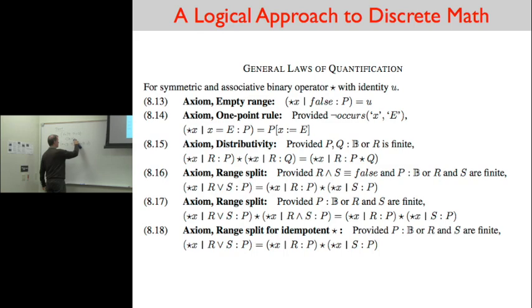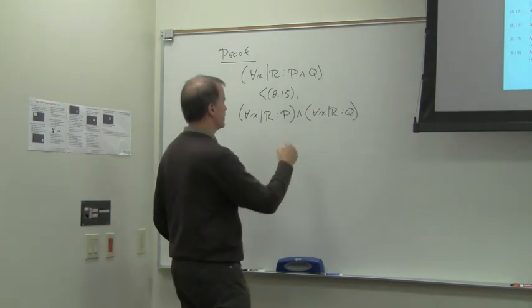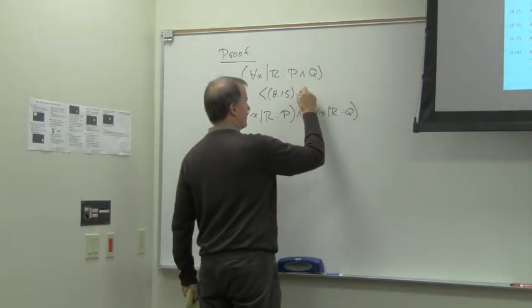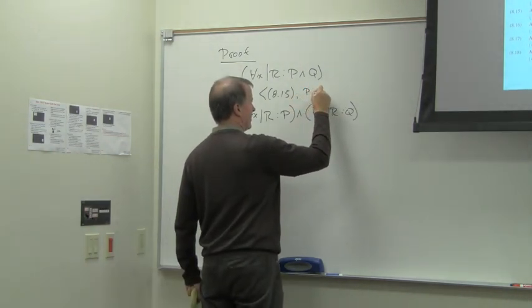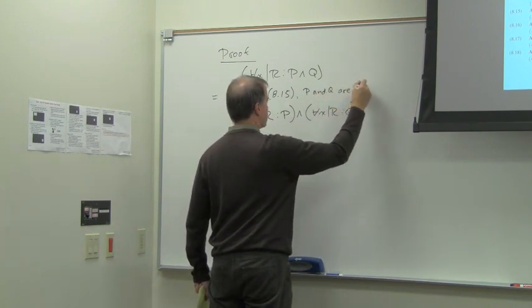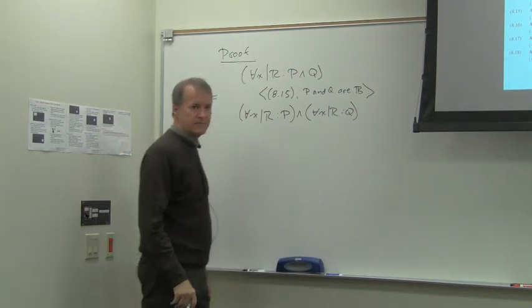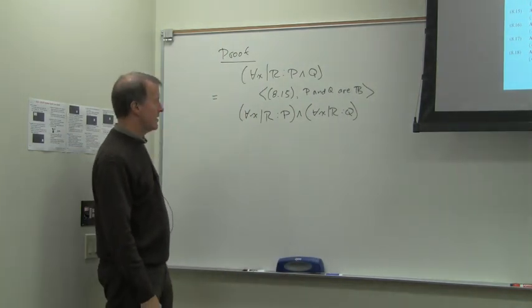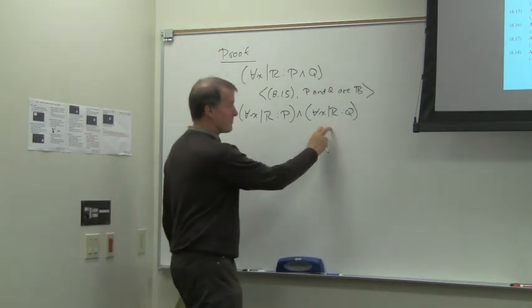8.15, p and q are Boolean. What do you mean by R is finite? It's finite and not infinite, like dot dot dot, forever. Okay, so p and q are Boolean. Let's put that in our note. So our proviso holds.